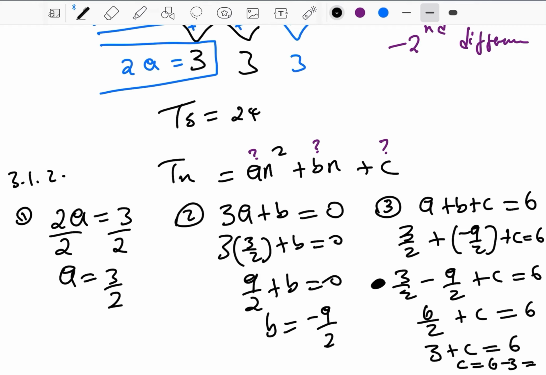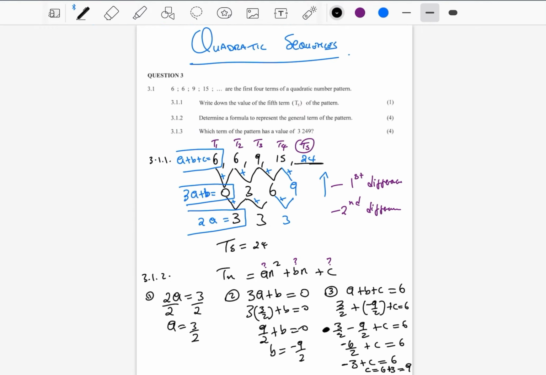I missed the sign. 3 over 2 minus 9 over 2 is negative 6 over 2. So negative 6 over 2 is negative 3. Now you take negative 3, put it on the other side, it is positive 3. So it's going to be 6 plus 3. So your c is equal to 9. Good. Now let's go back. So now you know your a, you know your b, you know your c. Then you can just substitute them in your equation and get your answer.